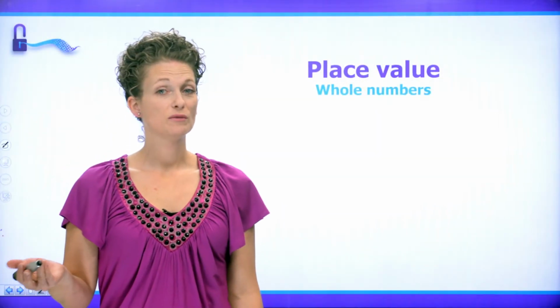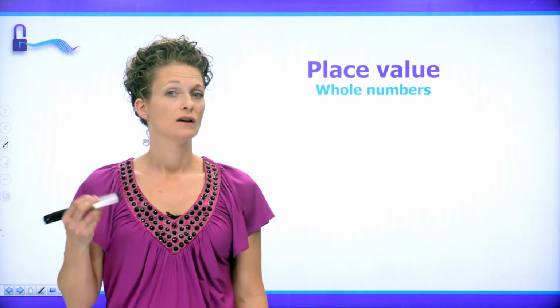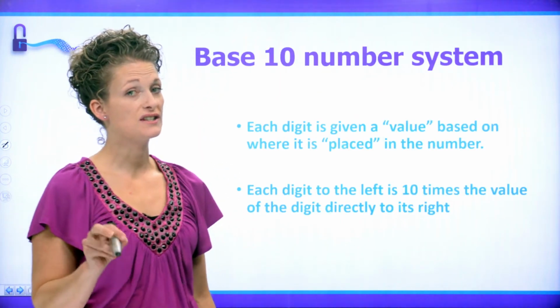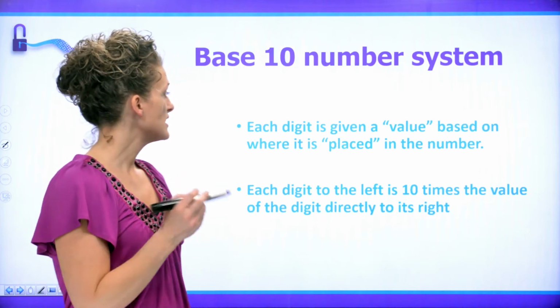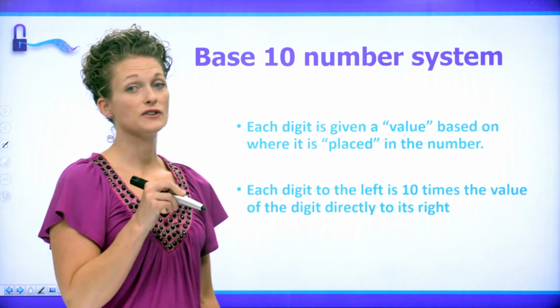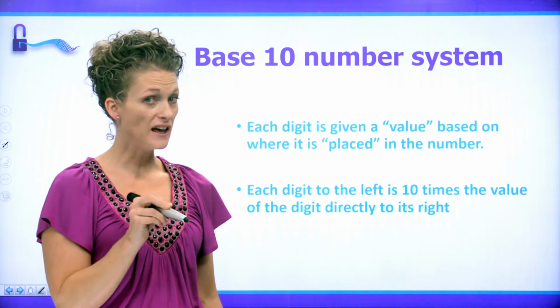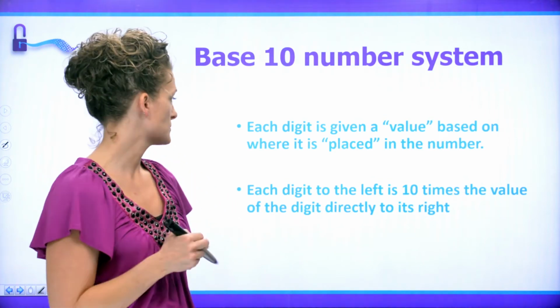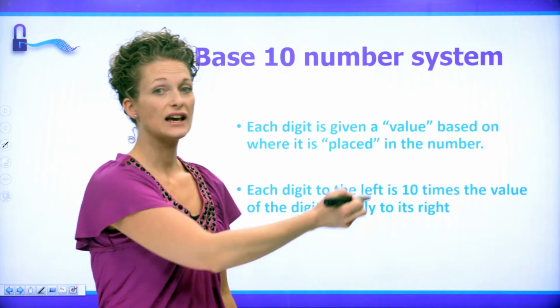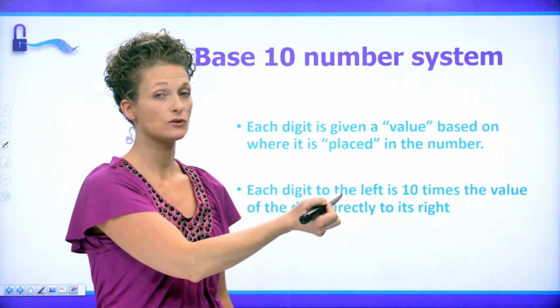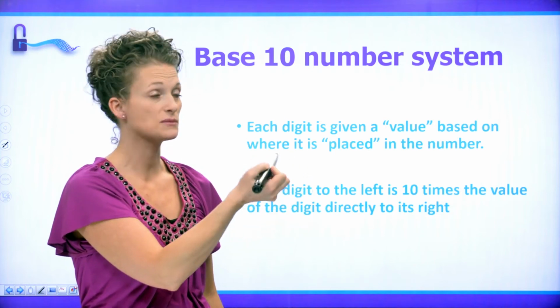So today we're going to talk about place value. Where does place value come from? Well, in the base 10 number system, which is what we use, each digit is in a specific place. And in that place, it has a specific value. And that's where place value comes from. Every digit, as you move to the left, is 10 times greater than the digit that was to the right. The place value is 10 times greater.